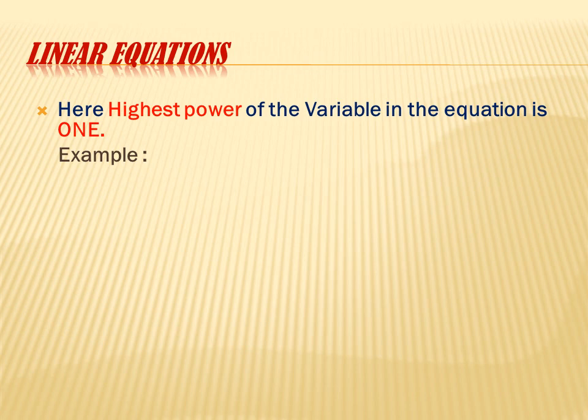The first example that we have is x plus y is equal to 1. Here both the variable x and y have highest power 1. Now we have another example, and that is 5y is equal to minus 3. Here the variable y has again power 1. Now let's have another example. Here we have 6z plus 10 is equal to 3. Again the variable z has highest power 1.